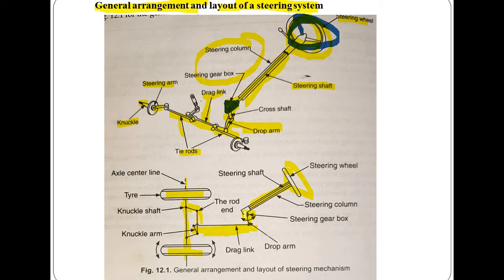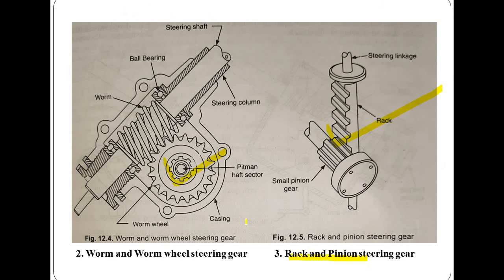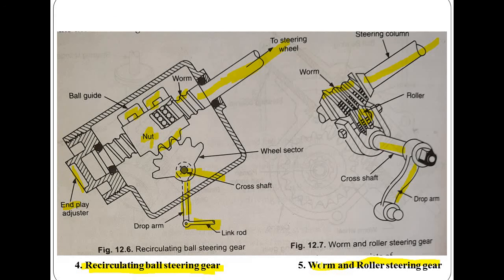This is the unit we are talking about, how the motion is received from the steering wheel, and various mechanisms are carried out in this gearbox. Along with this drop arm, it is connected, and that is connected with the drag link with the help of balls. So let's continue with the worm and roller steering gear.